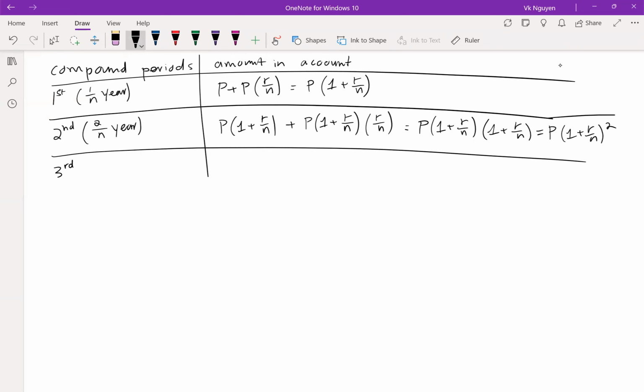In the third compound period, it will be 3/n of the year, and we would have P(1 plus r over n) to the power 2. So eventually we're going to get to the n-th compound period. That would be n/n, which is 1 year. And the amount in the account is P(1 plus r over n) to the power n.